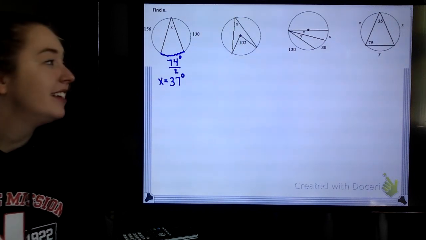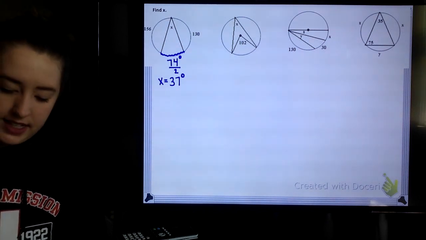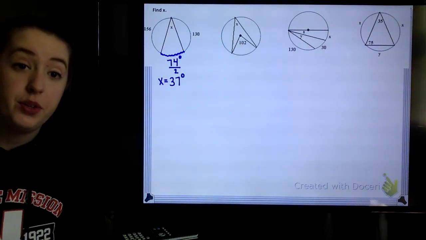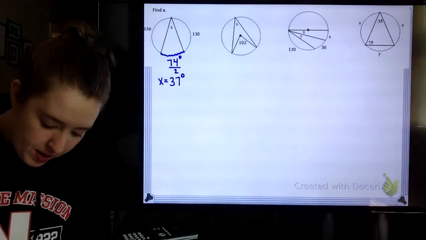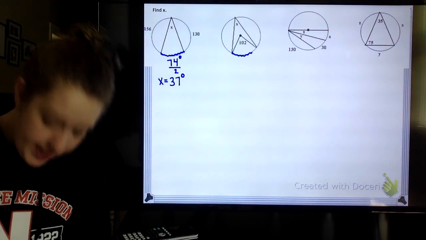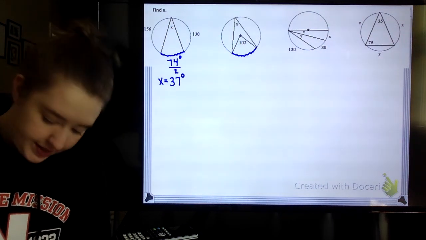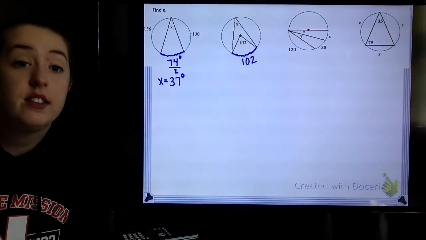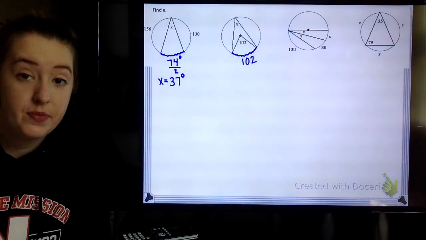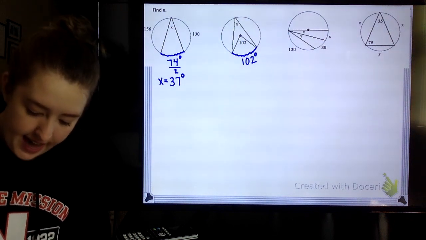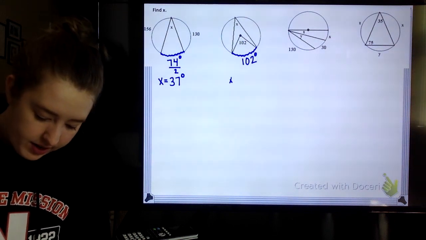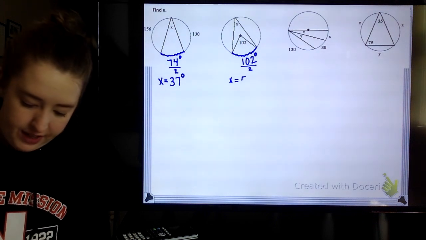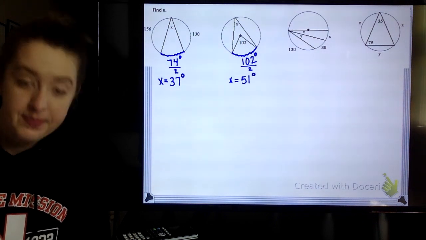All right. Now in that next one, we can see that right here, we have our central angle is 102, right? What you might remember is that our central angle is equal to our arc. So since that central angle is 102, that means that this arc is also 102. So then to find x, we have to take our arc and divide it by 2. So that will leave us with 51 degrees.